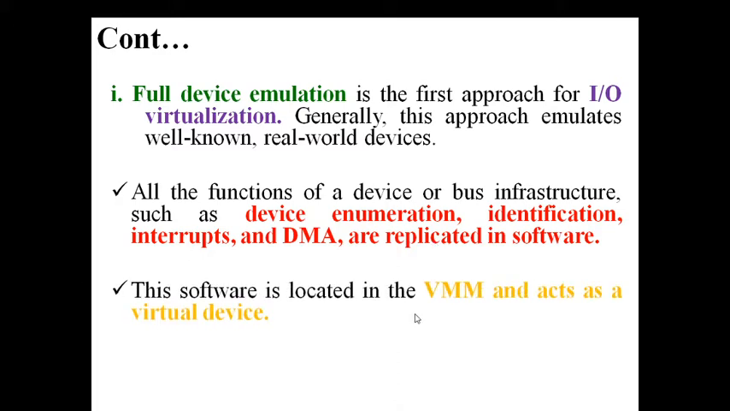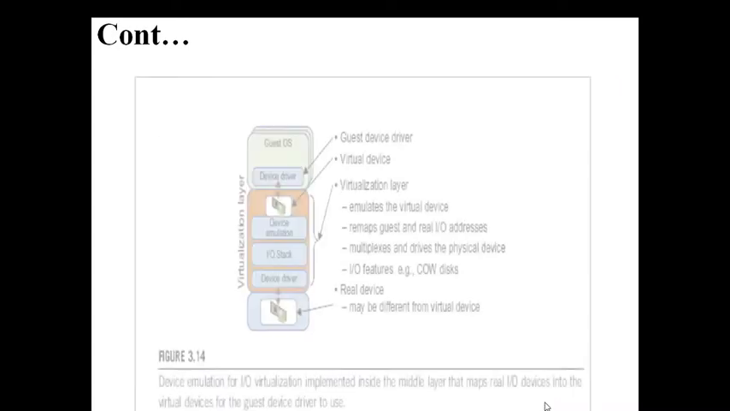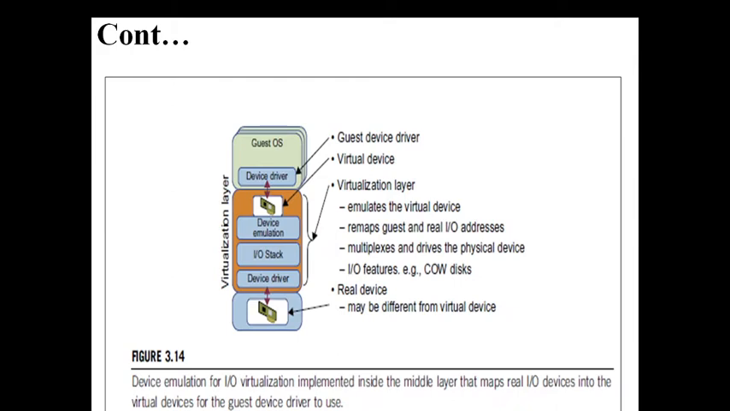The software is located in the VMM and acts as a virtual device. So the software supporting this emulation is going to be stored in the VMM. The IO access requests of the guest OS, any guest OS requesting any of our IO devices, are going to be trapped, meaning like a non-maskable interrupt. That request has to be satisfied mandatorily by our OS. They are trapped in the VMM, which interacts with the IO device. This is what is happening. See the diagram for this.